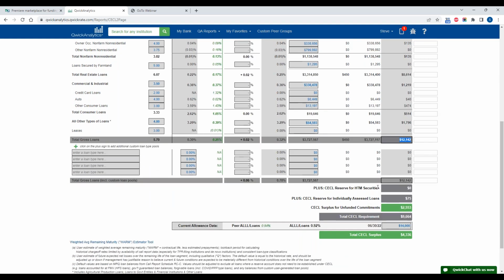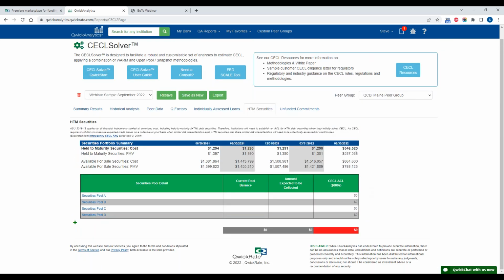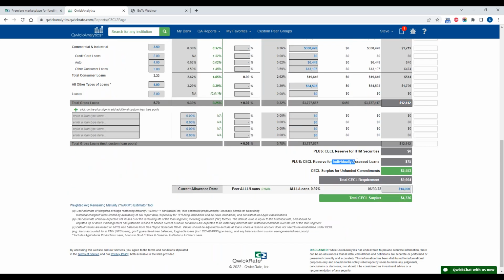Then we can layer in any reserve we have on held to maturity securities, which we also have a tab here for, which is, again, a very small piece of the puzzle, if any piece for the majority of community banks out there. It's really just held to maturity securities and only ones that have a real risk of credit default. So typically doesn't include any of your government guaranteed securities in there, really just corporate debt that has real credit risk and some other things, but there's certainly a place where you can plug in any of that if you have concerns. And then also the reserve for individually assessed loans comes out there as well.